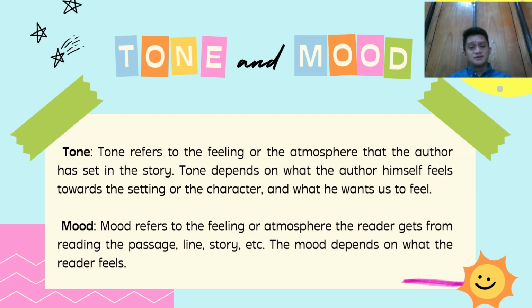Now that we have established what pathos is, let's move on to two literary elements that serve as pillars for pathos: tone and mood. Tone refers to the feeling or the atmosphere that the author has set in the story. Tone depends on what the author himself wants us to feel. It solely depends on the author. When it comes to literature, it describes the attitude of the author.